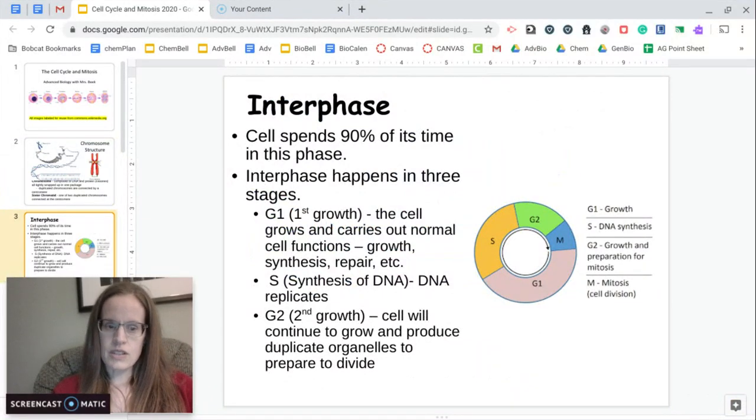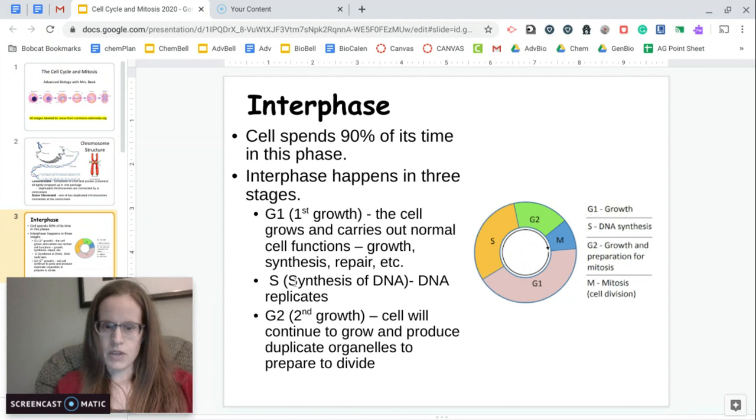The first phase of the cell cycle is interphase. The cell spends about 90% of its time in this phase. That number is going to vary depending on what kind of a cell it is, but about 90%. Interphase is 3 main processes. The first one is a growth phase. The cell grows, it carries out its normal functions, it makes the proteins it's supposed to make, it does whatever it's supposed to do in your body. It's going to synthesize proteins, it's going to repair.